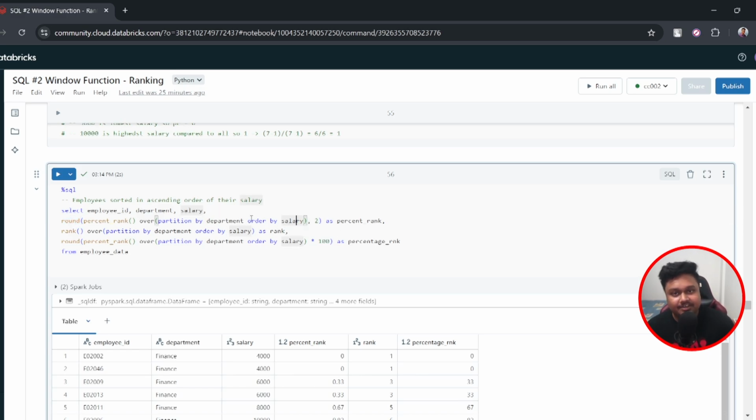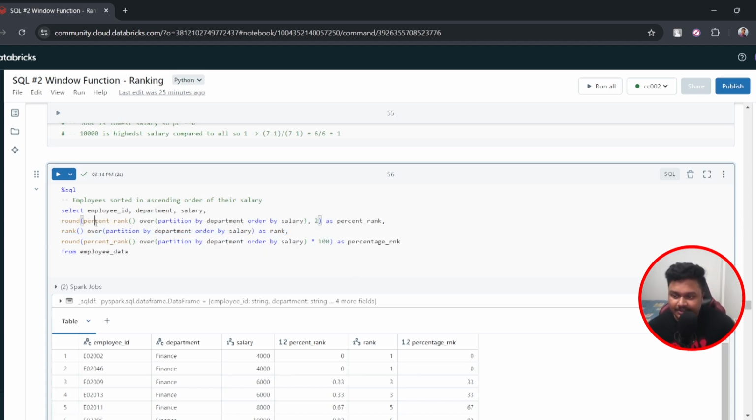Then as I said, percent rank depends on the rank function. So I've also included the rank function with it. And by the way, if you want to learn more about the rank function, then I have a dedicated video on it. You can check out the video that is mentioned in the I button, and it is also mentioned in the description. Let's come back to this topic.